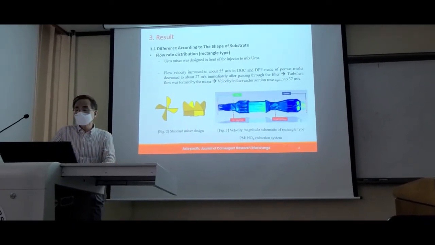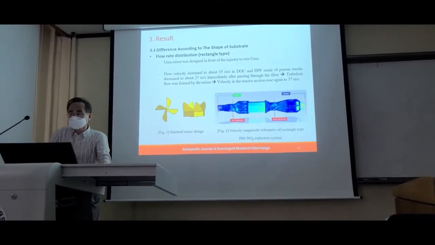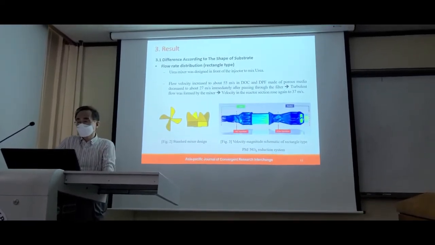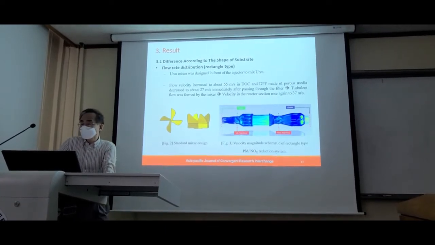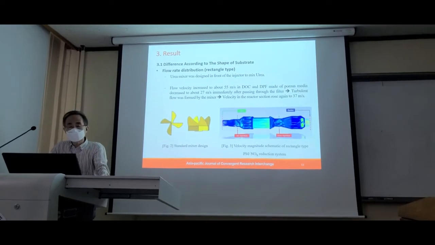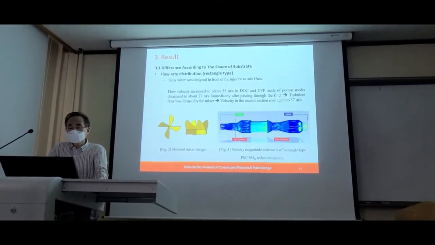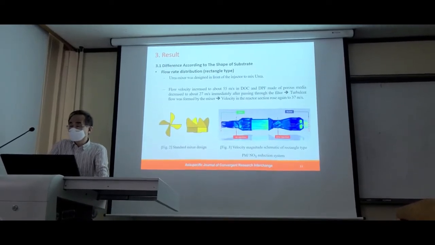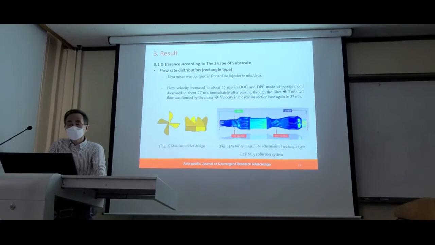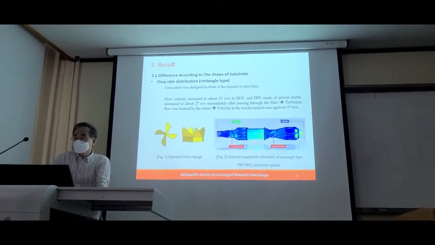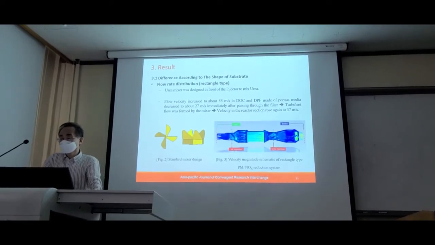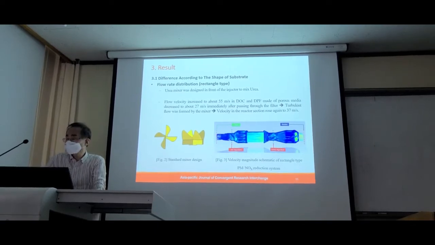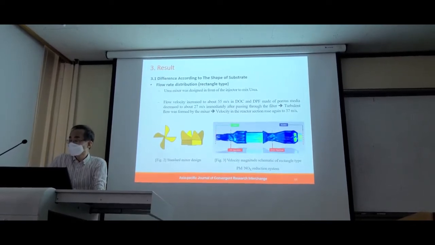This is a flow rate distribution of the rectangular type of substrate. The flow velocity increased to about 55 meters per second in the DOC, and in the DPF, made of porous material, it decreased to about 27 meters per second immediately after passing through the filter. Turbulent flow is then formed by the mixer. Finally, the velocity in the reactor section goes to about 37 meters per second.